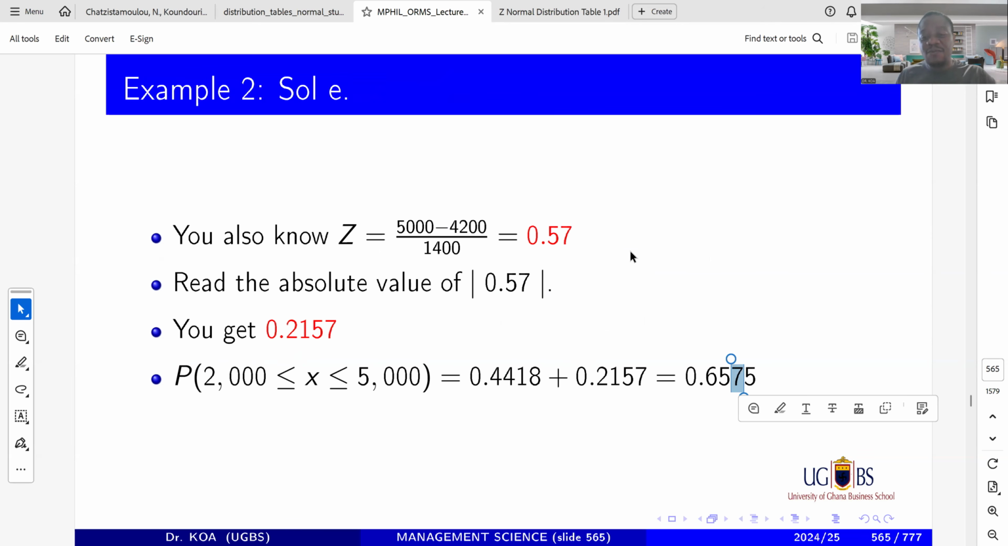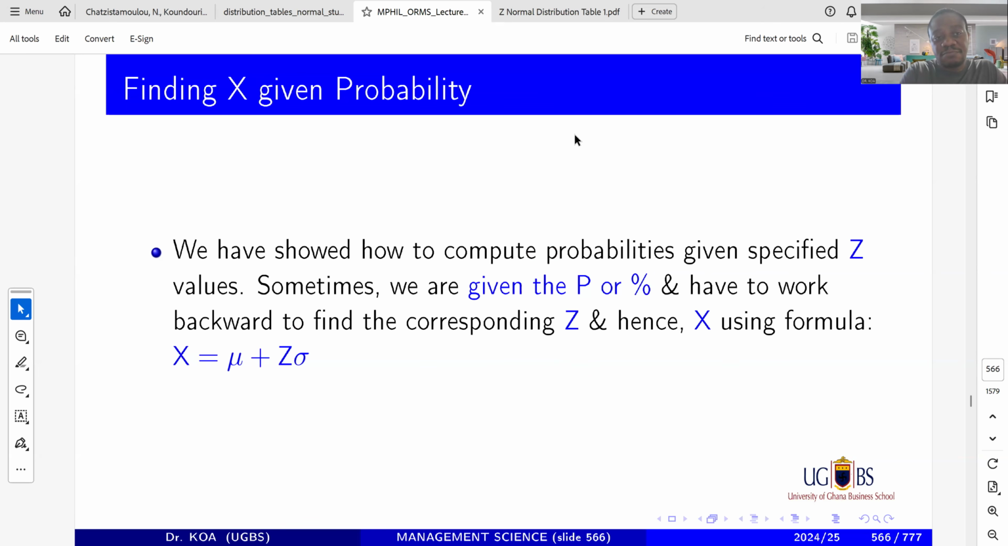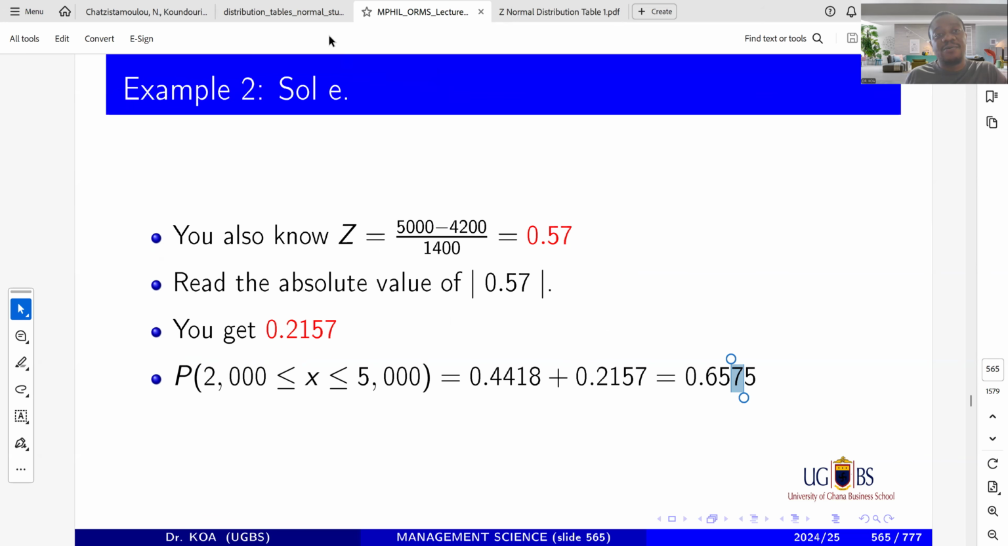Good. Now, let's look at a scenario. Once we have been able to get the Z value, we can get the other ones. The formula for the Z is this. Z is X minus mu over sigma.